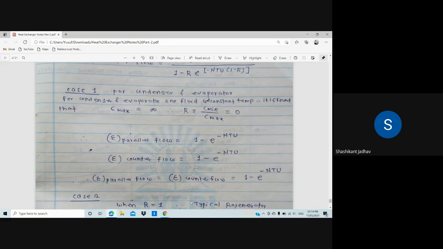Okay, so all of you write down: effectiveness for the parallel flow heat exchanger, then effectiveness for the counter flow heat exchanger, and these two equations are the same. Therefore, effectiveness of the parallel flow heat exchanger is equal to effectiveness of the counter flow heat exchanger, and it is calculated by using the equation 1 minus e raised to minus NTU. So all of you write down these equations.